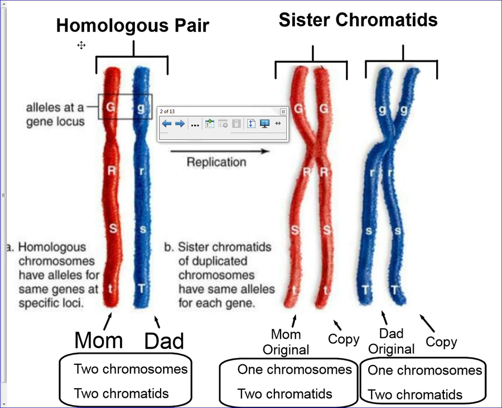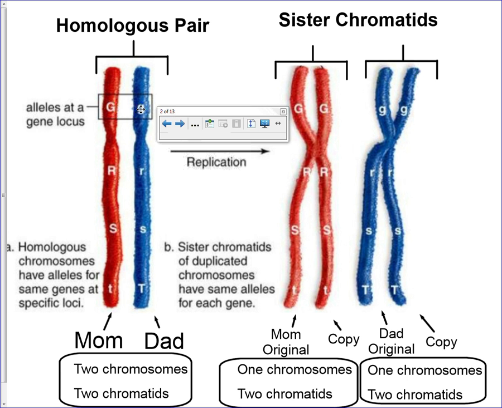So number one, let's look at homologous pairs versus sister chromatids. A homologous pair is a pair of chromosomes that you've inherited from your parents. One of the pair comes from your mom, and the other comes from your dad. These chromosomes are going to have the same genes at the same locations, but they may differ in their alleles.